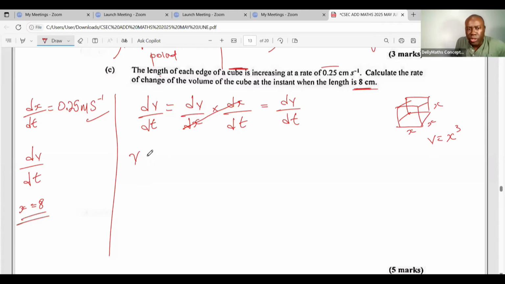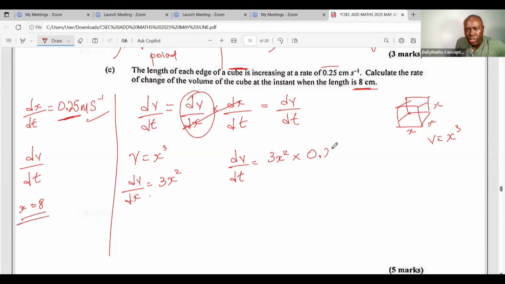So let us look at this. The volume of the cube can be dealt with by using V, which is equal to x to the third. Therefore, dV/dx is going to equal 3x squared, right? So we're taking the derivative of that. Now that we have that, we can say dV/dt is going to equal dV/dx, which is 3x squared, times dx/dt, which is this, and we want to multiply that by 0.25.